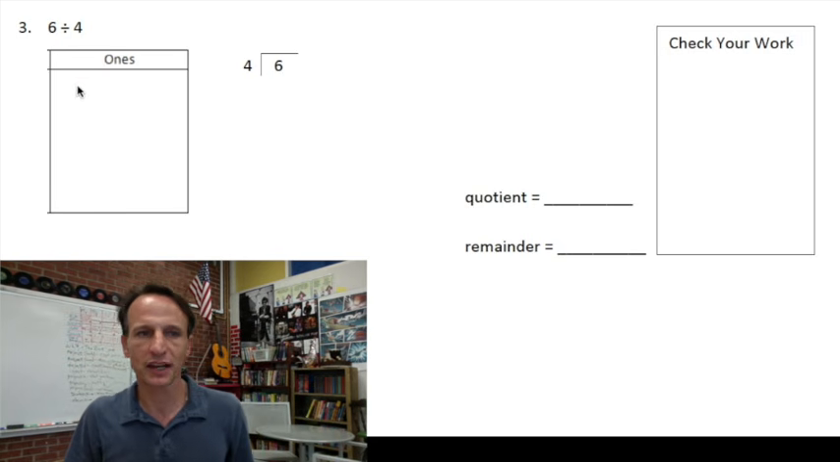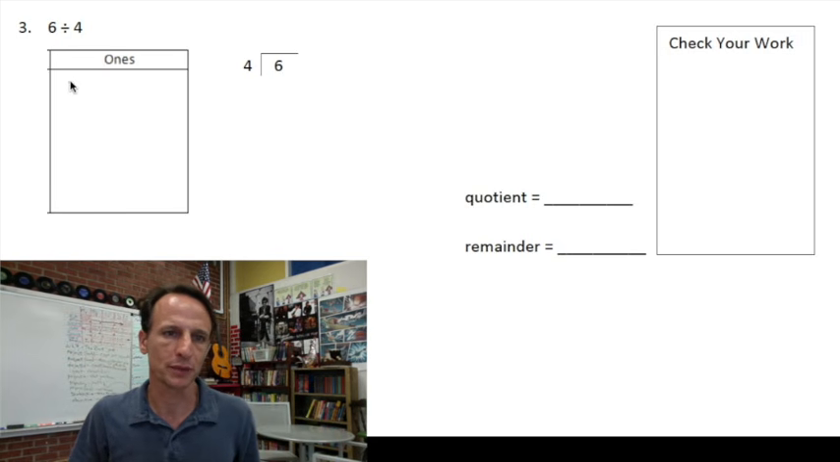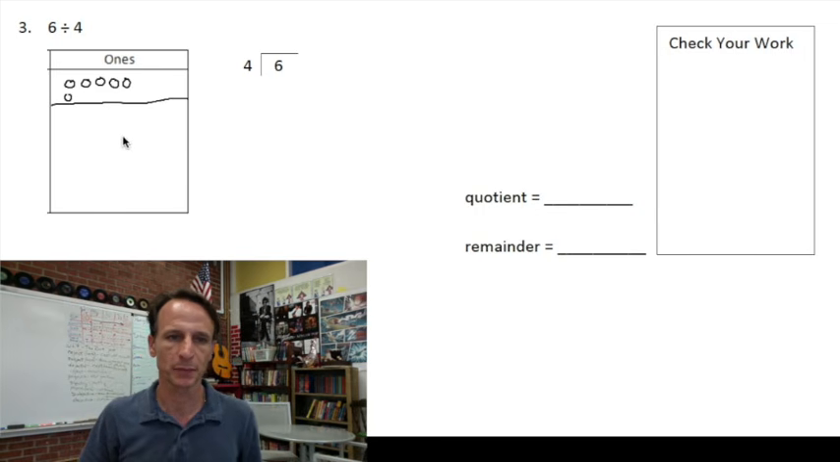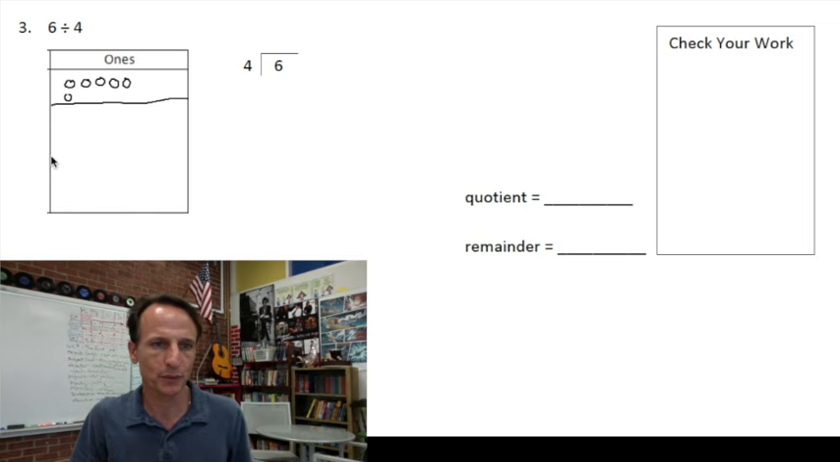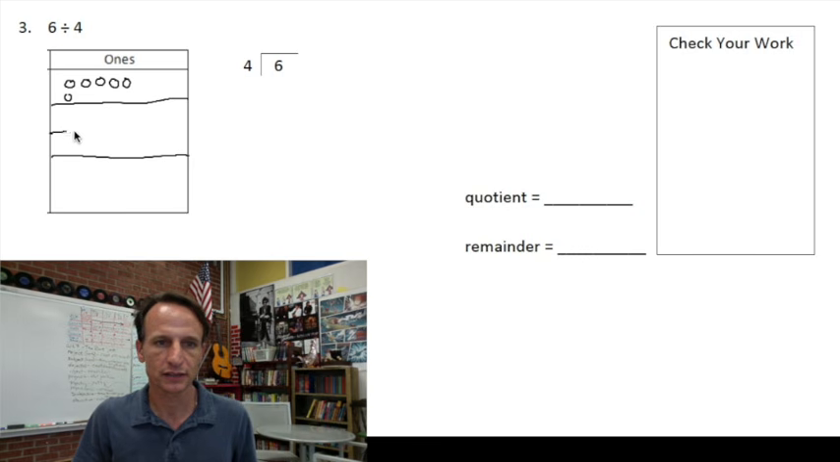6 donuts divided among 4 people, no problem, right? 1, 2, 3, 4, 5, and 6 donuts. Okay, we'll separate our donuts from the people we're handing them out to. And so, remember, we can split it in half, this area, and then split each half in half to get 4 relatively equal spaces. 1, 2, 3, 4 people.